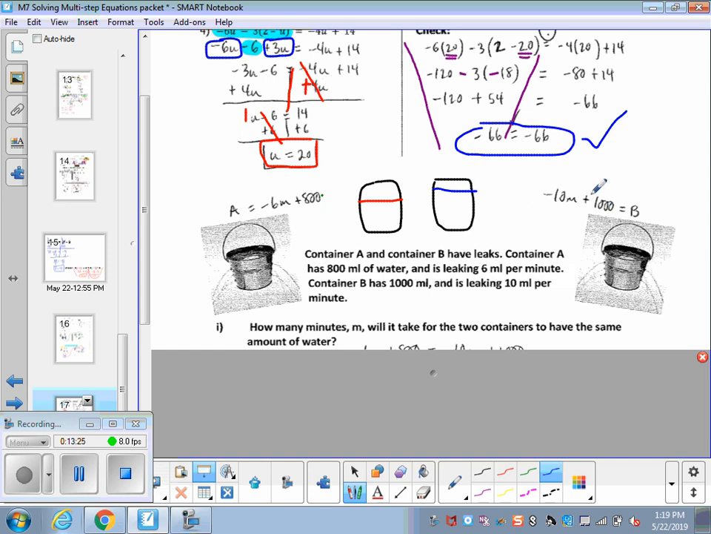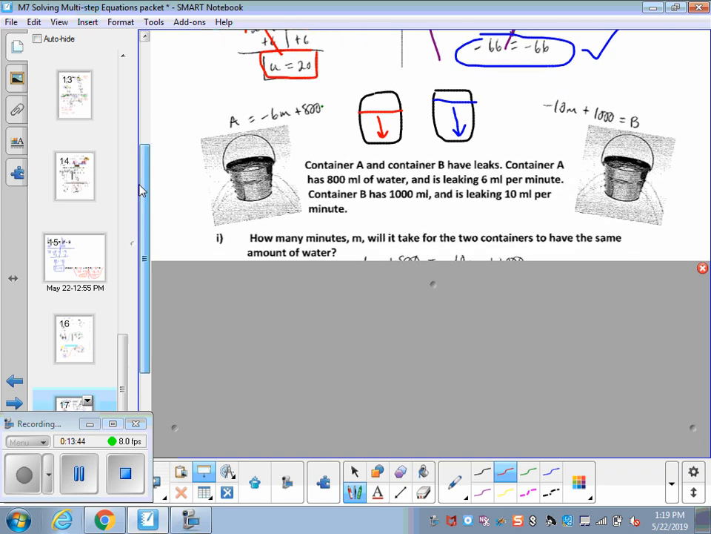Now this one starts out with more, but it's draining faster. It's leaking faster because it's losing 10 milliliters per minute. This one's leaking and losing only 6 milliliters per minute. So this one starts out with more. However, it is also leaking faster.